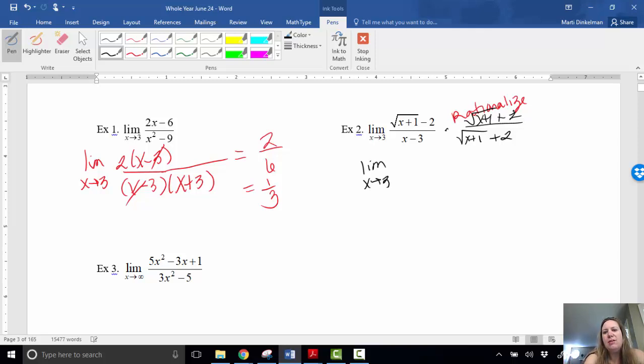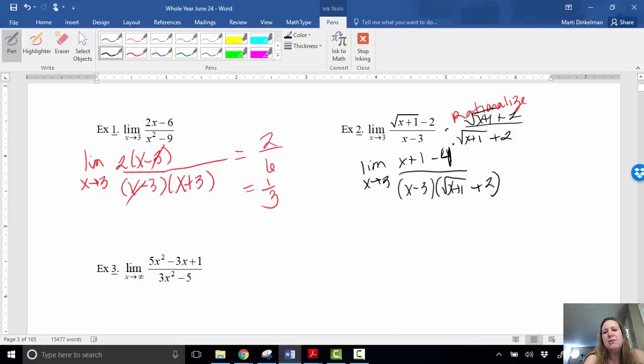So when I multiply these two, what I'm going to get is a difference of squares. So root x plus 1 times root x plus 1 is just x plus 1. Negative 2 times positive 2. We're not going to have any of those middle terms because, again, it is that difference of squares. And down here, I am not going to multiply out because I'm hoping something is going to happen here that allows me not to.